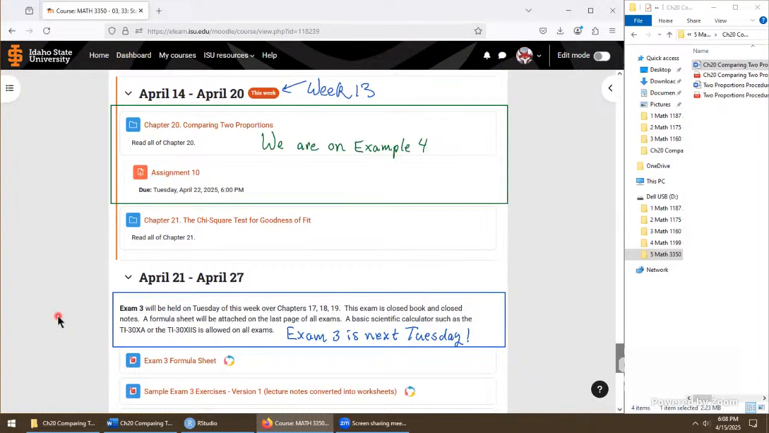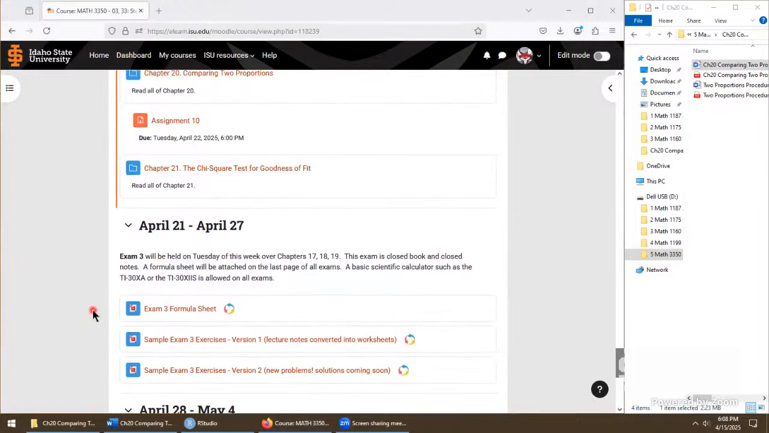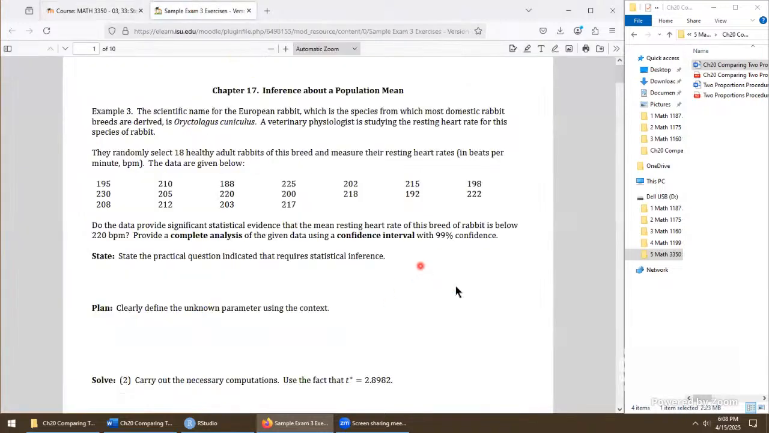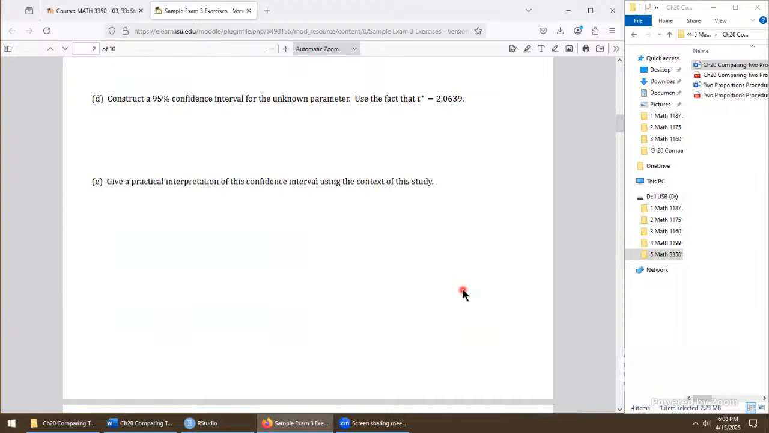Okay, well, other announcements are just the exam 3 material that's posted down below. Just like before, I'm a fan of parallelism, so this is the exact same type of content that you saw in exams 1 and 2. These are the actual lecture notes as worksheets. They form a really great base for doing these kind of problems.